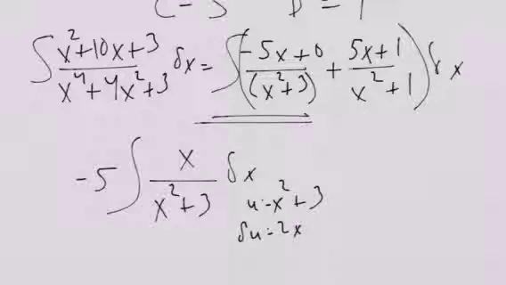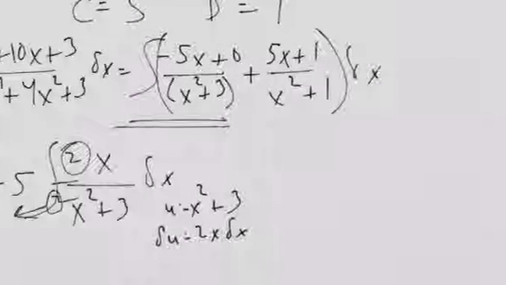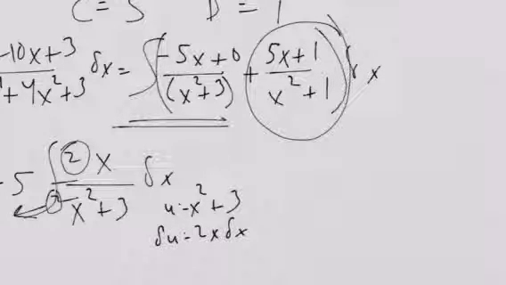du equals 2x dx. And then, again, manipulating this somehow so it becomes a 2. Again, y'all know I'm a fan of saying 2 over 2. So 2x dx is our du. This 2 we can bring out, so it would be a negative 5 halves. So this one is integratable. What we have to worry about now is this 5x plus 1 over x squared plus 1.